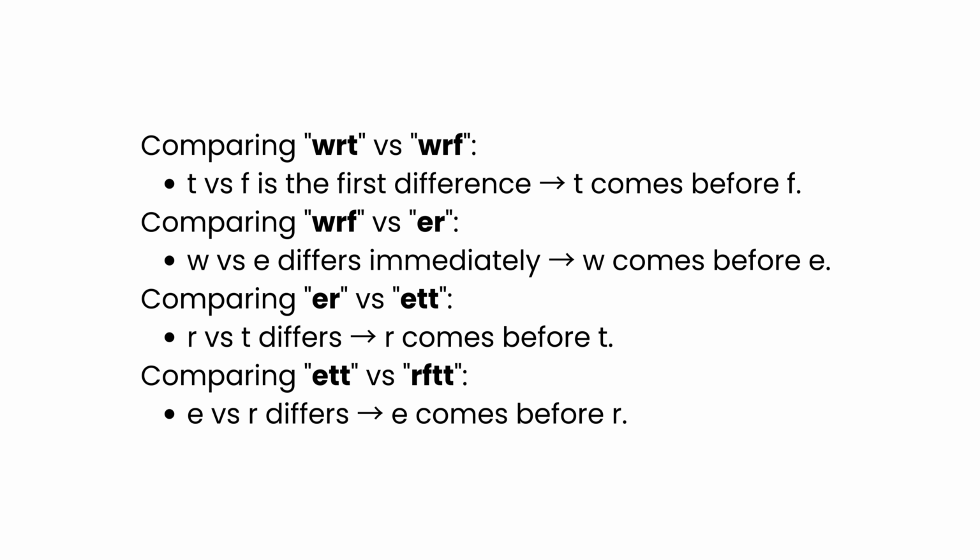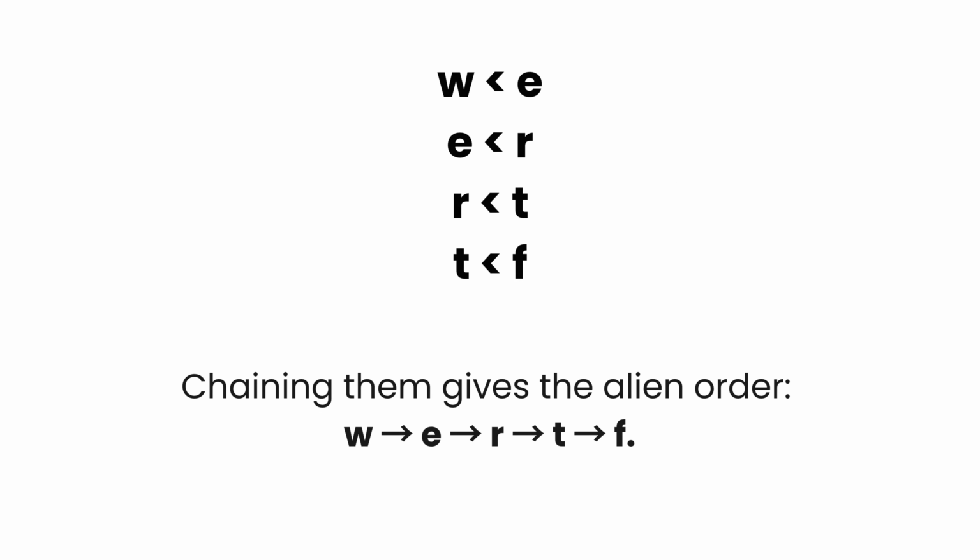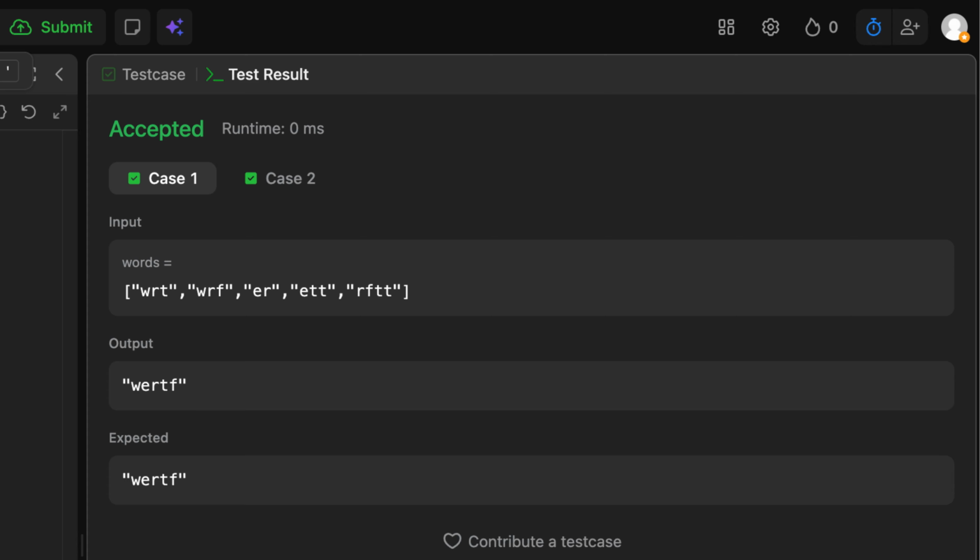Comparing WRF versus ER, W versus E differs immediately. W comes before E. Comparing ER versus ET, R versus T differs. R comes before T. Comparing ET versus RFTT, E versus R differs. E comes before R. From these rules we get... Chaining them gives the alien order, WERTF. And that's exactly what the program outputs.